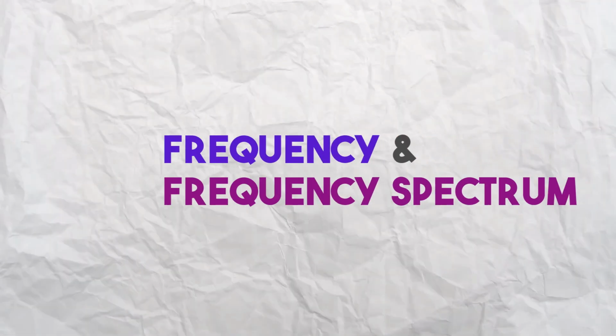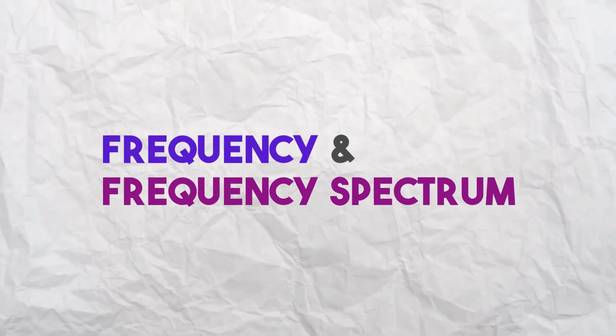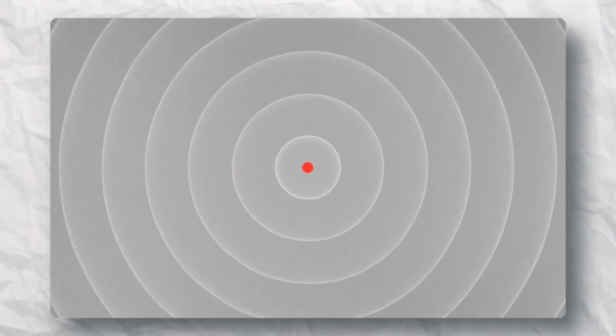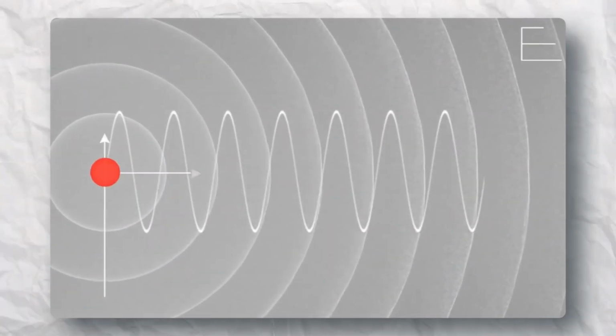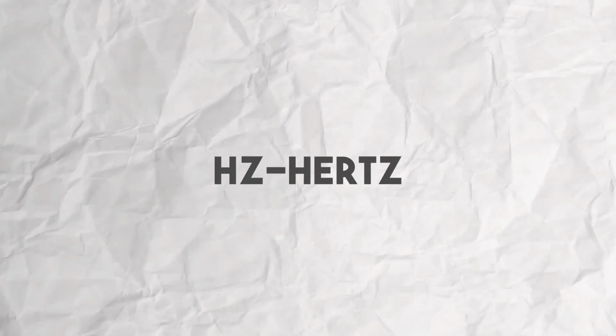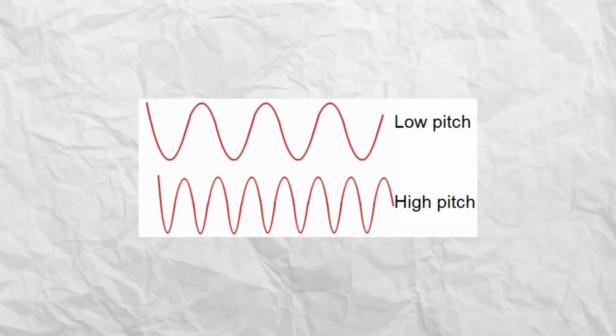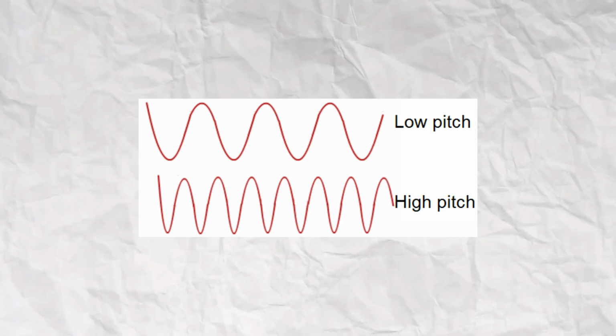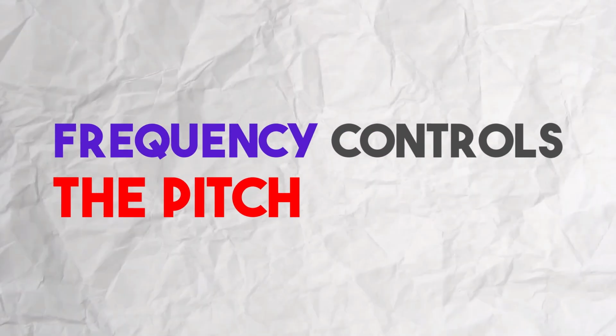First, you need to understand frequency and the frequency spectrum and how it works, because it's important, right? Sound is just waves moving through the air, and frequency is the speed of those waves, how many times they vibrate per second, and it's measured in hertz. So fast waves mean high pitch and slow waves mean low pitch. To make it simple, frequency basically controls pitch.